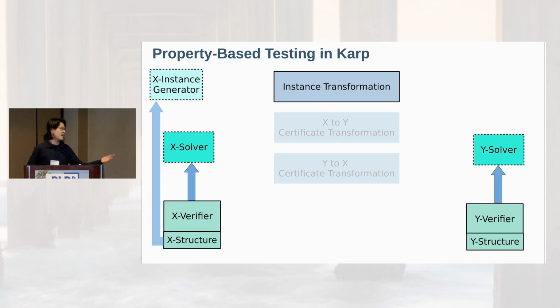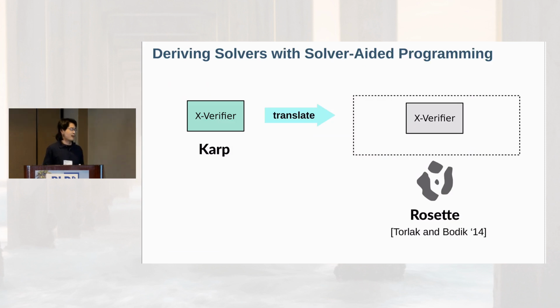figuring out these solvers instead of working on reductions. So Karp automatically derives the problem-specific solvers from the verifier. In order to accomplish this, Karp utilizes solver-aided technologies. The verifier code in Karp is translated into the solver-aided programming language Rosette. Given a concrete instance that we want to solve, a symbolic certificate is paired with the concrete instance as input to this translated verifier code. Then Rosette symbolically executes the pair, and if it successfully solves and produces a concrete certificate, then we know that this instance is a yes instance. Otherwise, if it's unsat, then we know this is a no instance. So we will be able to check the correctness property.